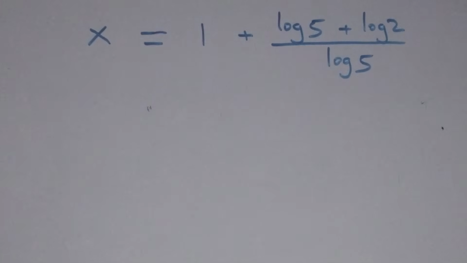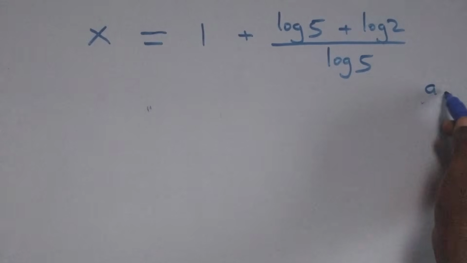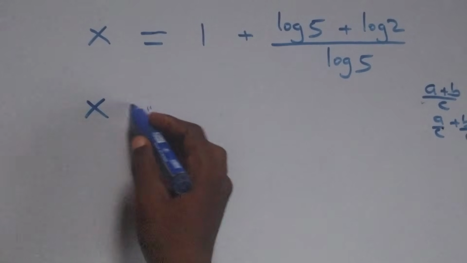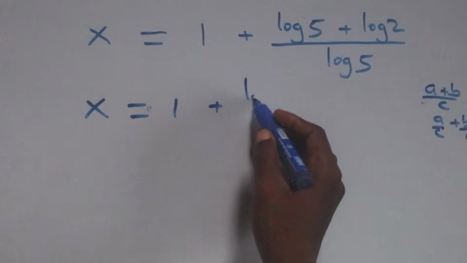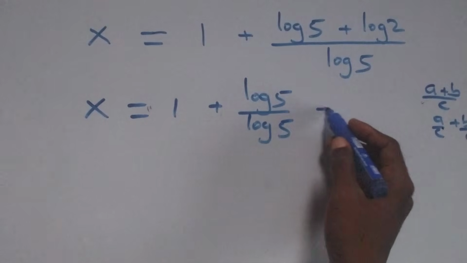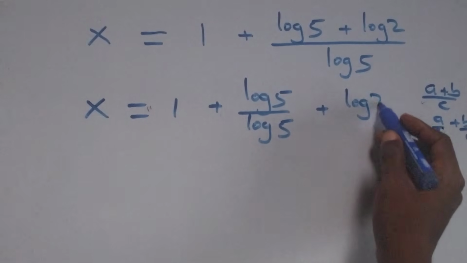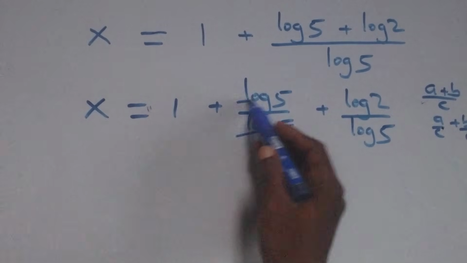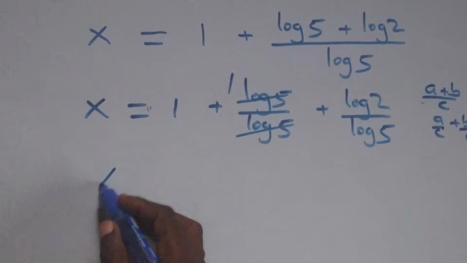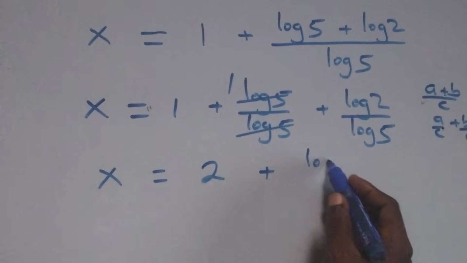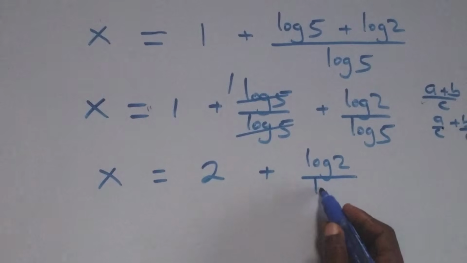Then this follows when we have a plus b over c, which is a over c plus b over c. Then we can write this as x equals 1 plus log 5 over log 5 plus log 2 over log 5. Then log 5 cancel each other here. We have one left. That is, x now equals 1 plus 1, that's 2, plus log 2 over log 5.